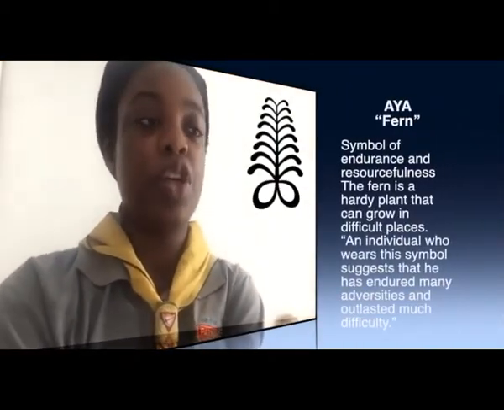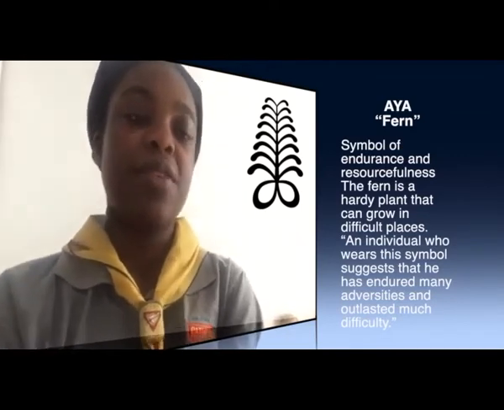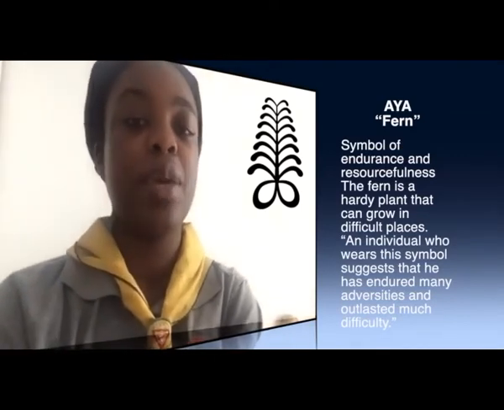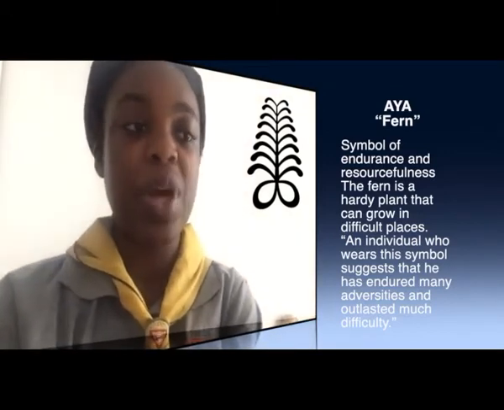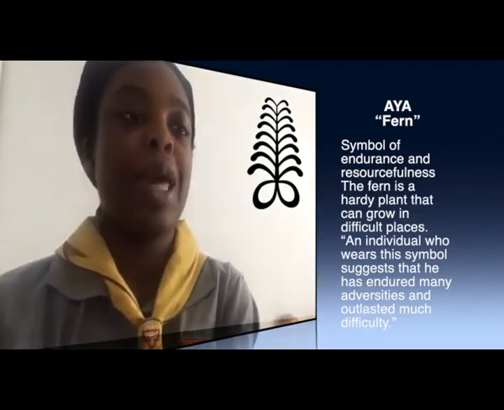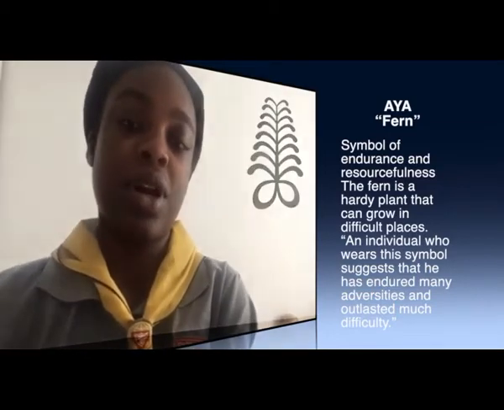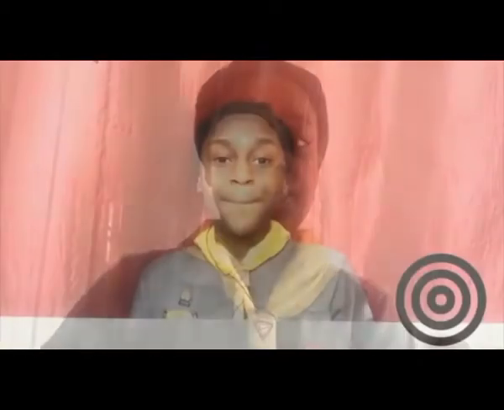Aya, which means fern. It's a symbol of endurance and resourcefulness. The fern is a hardy plant which is able to grow in difficult places, and so an individual who wears this symbol suggests that he has been through many adversities and outlasted much difficulty.